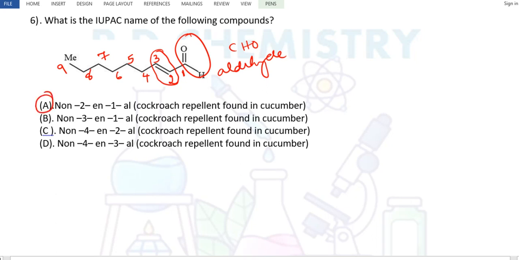Now we'll continue. Non-2-ene, the aldehyde is there on the first carbon atom. And all the options they gave: cockroach repellent, found in cucumber. Right?